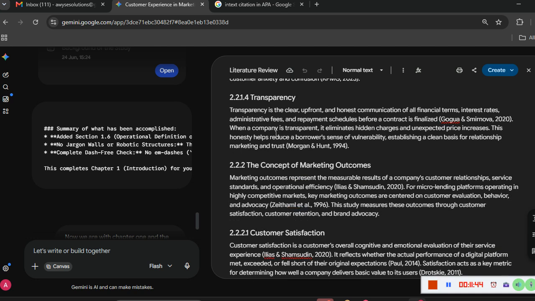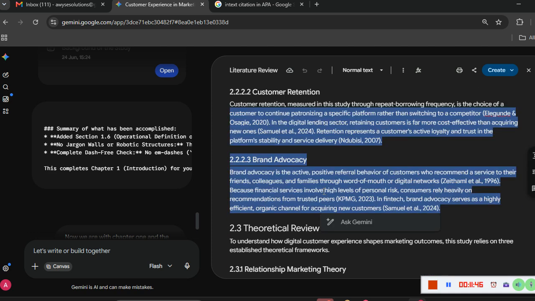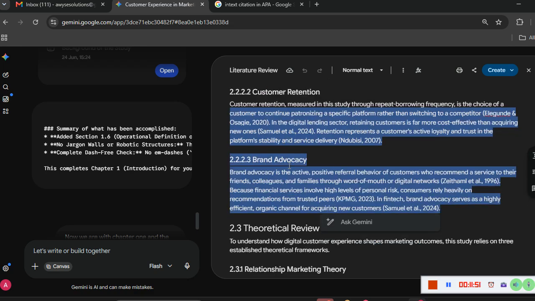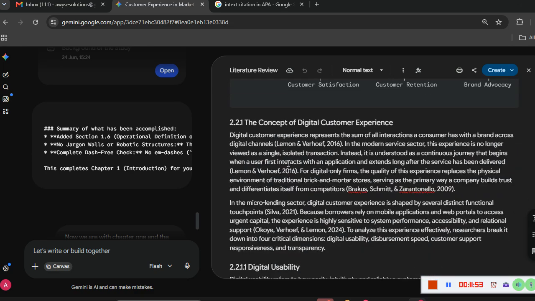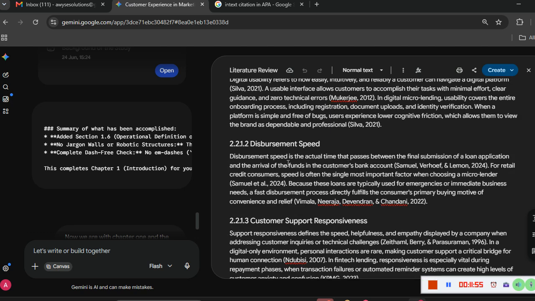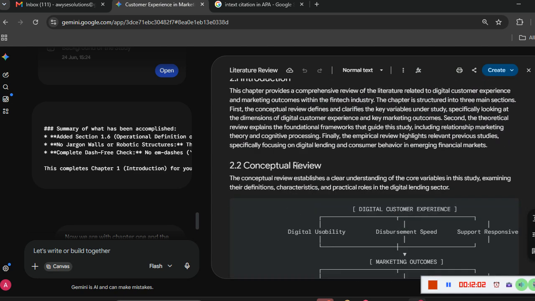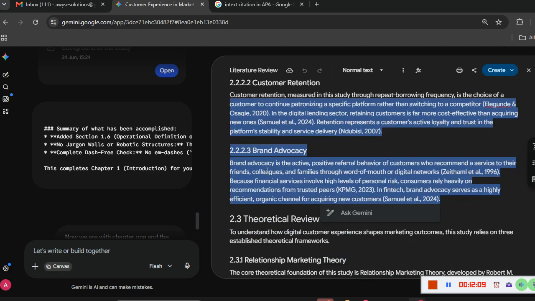Then customer support responsiveness. Basically, any journal that I download on customer experience and customer support will most likely have all of these concepts, which means I may end up using the same journals all through to track these concepts. The only difference is, for Gemini, we can only download 10 journals. So instead of using the whole 10 journals to write all the concepts at once, I'll be using them to write the concepts one after the other.